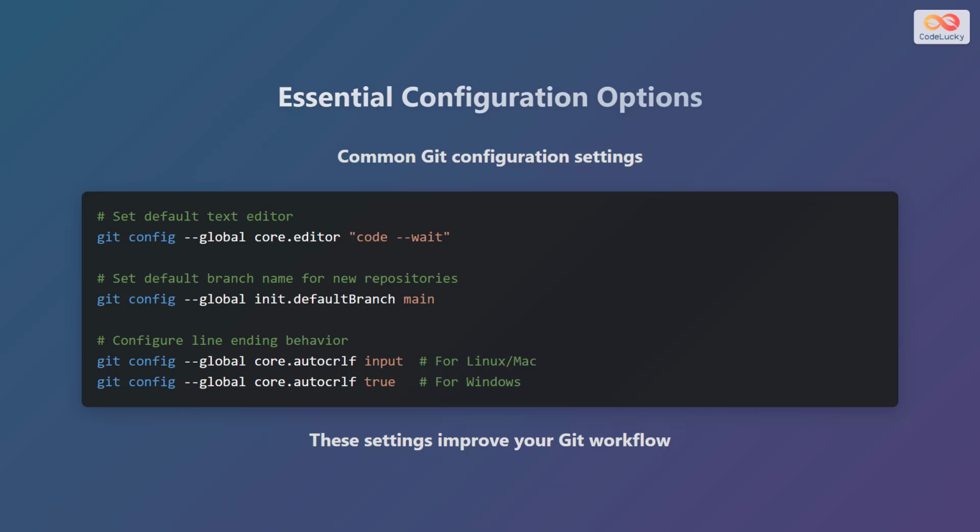You can configure line ending behavior, which is especially important when working on projects across different operating systems. For Linux and Mac systems, use git config --global core.autocrlf input. For Windows systems, use git config --global core.autocrlf true.